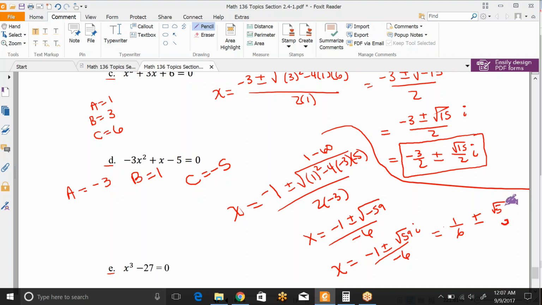And this is not wanting to write that last part. Over 6, and then the i's on the end. Sorry about this. The pen is not liking my PDF tonight. So that's the answer for that one.